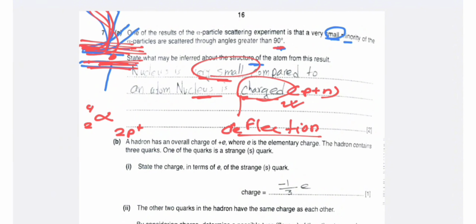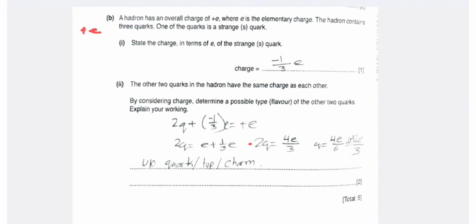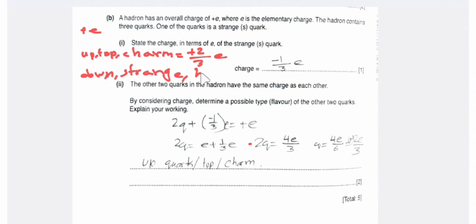For part B, a hadron has an overall charge of plus e. The hadron contains 3 quarks. One quark is a strange quark. State the charge in terms of e of the strange quark. For up, top, and charm, the charge is plus 2 by 3e, and for down, strange, and bottom, the charge is negative 1 by 3. So for strange, the charge is negative 1 by 3.